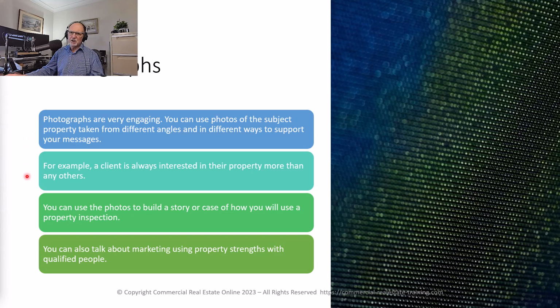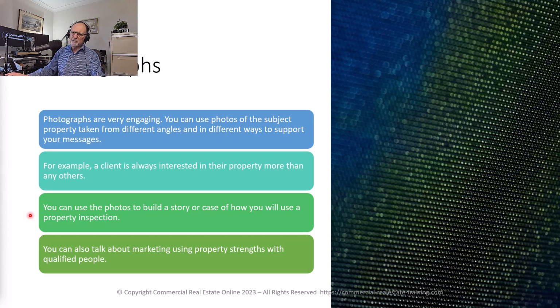So the photographs of the client's property in different ways, entrance points, moving around, show the client that you've really thought about how that property can be displayed to the targeted buyers that you've already qualified. So, for example, the client is always interested in their property more than any others, and I've said that already. So you can use photos to build a story and a case of how you will go through a property inspection. Most agents don't do it.